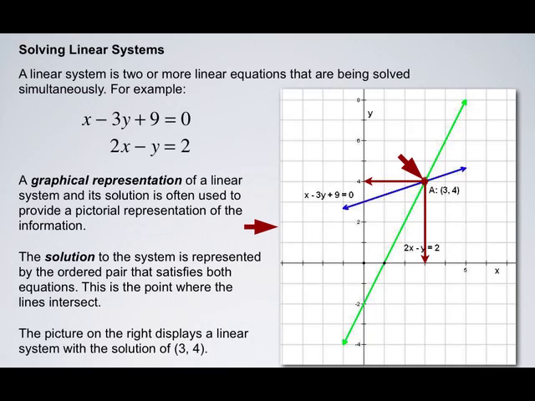So we can use graphing in order to determine a nice visual representation of that linear system. Now the problem is, if we require an exact solution, if this is not right on a point on the grid, then what we might have trouble seeing is what the exact answer is, and sometimes we need that, so we're going to have to use different methods of solving linear systems, which we'll do in later activities.